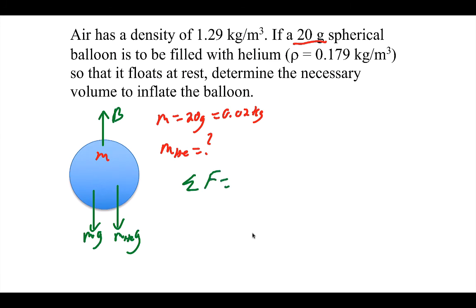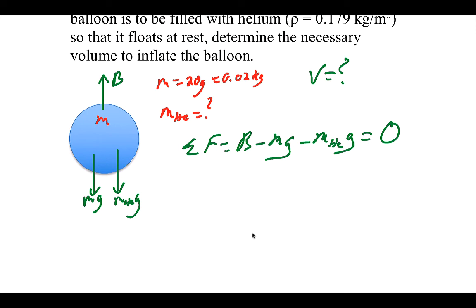Summing our forces here, we have the buoyant force up, the weight of the balloon down, and the weight of the helium down. Now, again, because we're saying it's floating at rest, everything here is in equilibrium. The question, though, is what volume do I need to inflate this to in order to make this actually work? Now, this is where it becomes a little trickier. But we're fortunate in the fact that the entire balloon, once it's inflated, is completely surrounded by air, which means that the volume displaced and the volume of the object will be the same, and that's convenient.